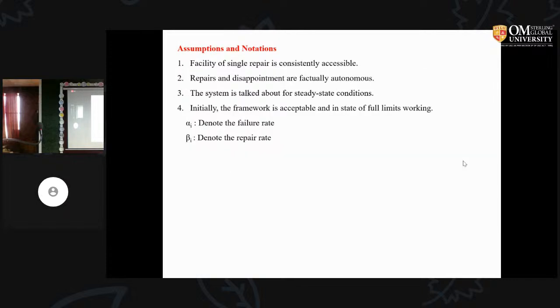Okay. So here are the assumptions and notations that we are going to use further in the graphs and diagrams. First, the facility of single repair is consistently accessible. Repairs and failures are statistically independent. The system is discussed for steady state conditions. Initially, the system is in good condition and in the state of full capacity working. Here we are going to use alpha i and beta i. Alpha i denotes the failure rate, beta i denotes the repair rate. I'll tell you about this in the diagrams.